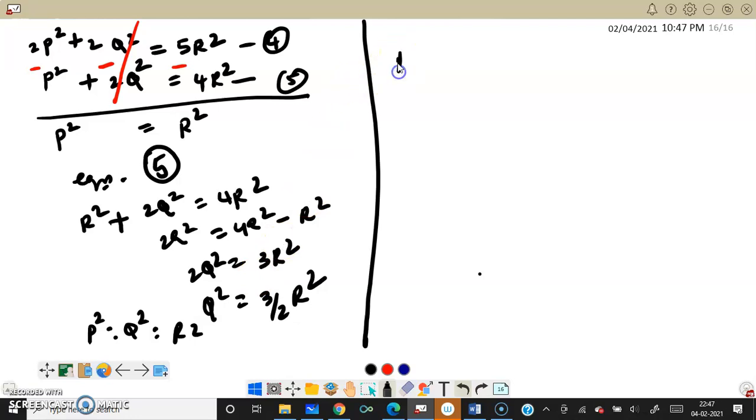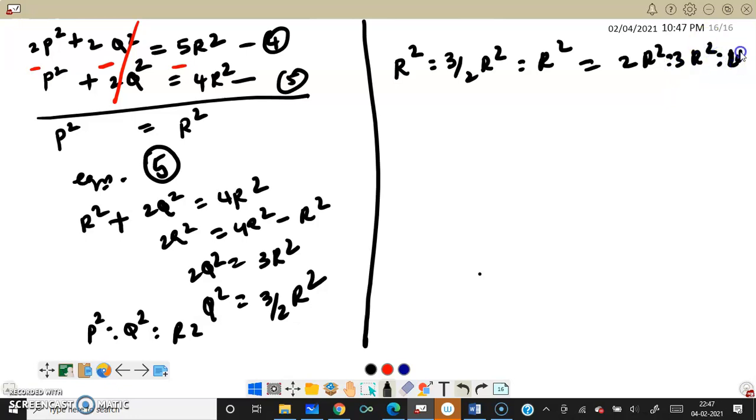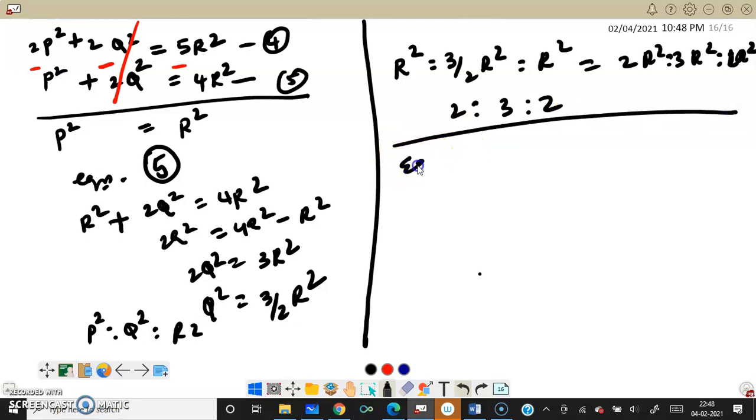What is my p square? All in terms of r square we will write. p square is r square. What is q square? 3 by 2 r square. r square is r square only. Therefore, what is the ratio I am having? Multiply by 2, we will get 2r square, 3r square, 2r square. That is, we will get 2 is to 3 is to 2. Okay, now we will go to the next example.